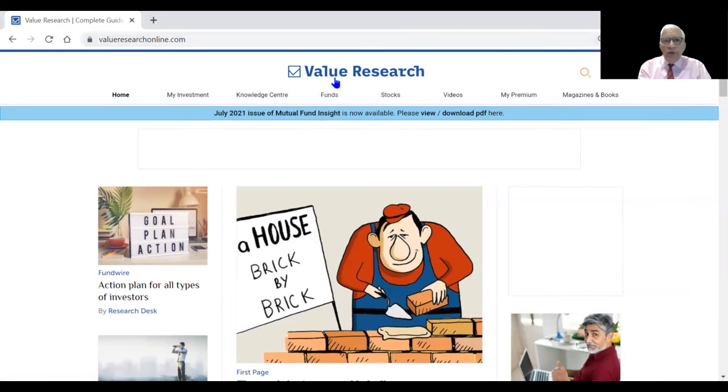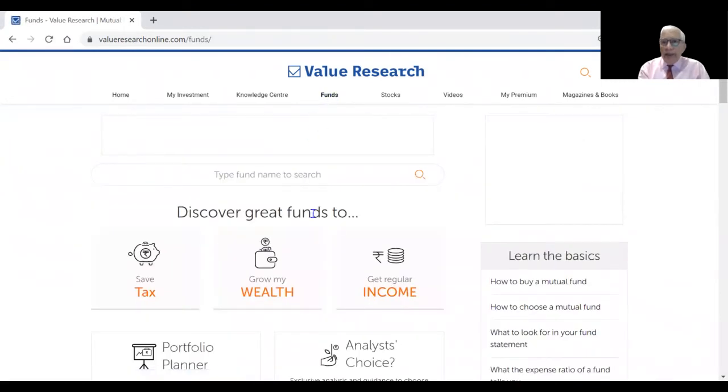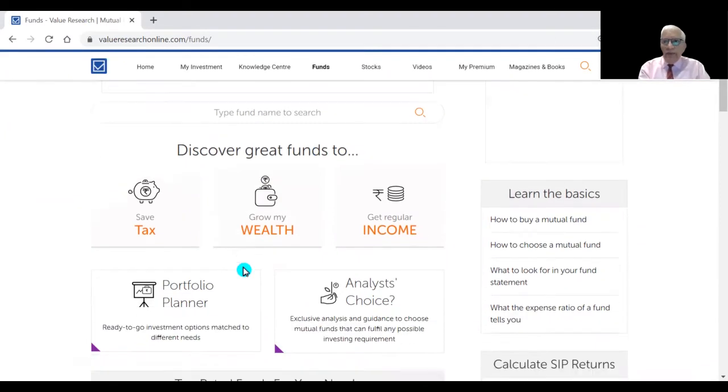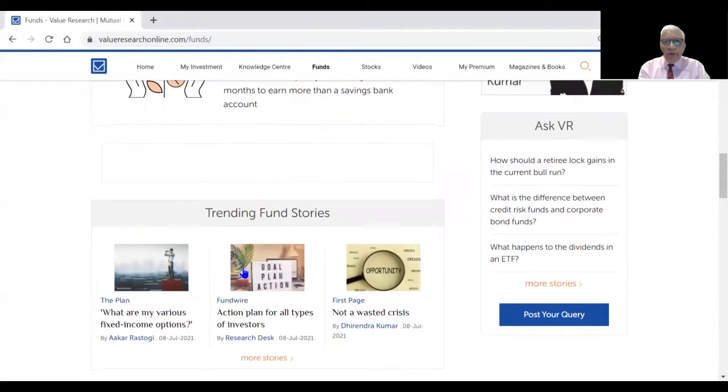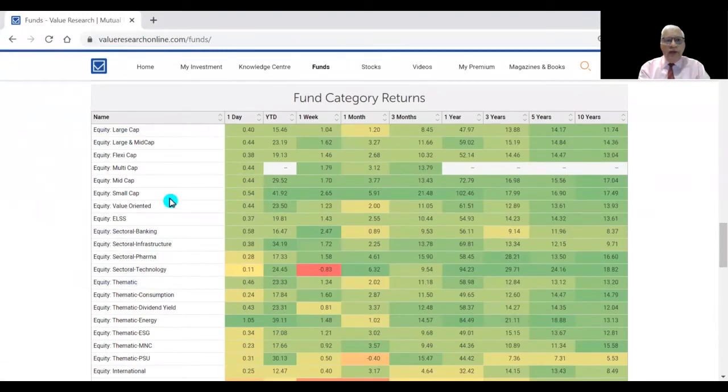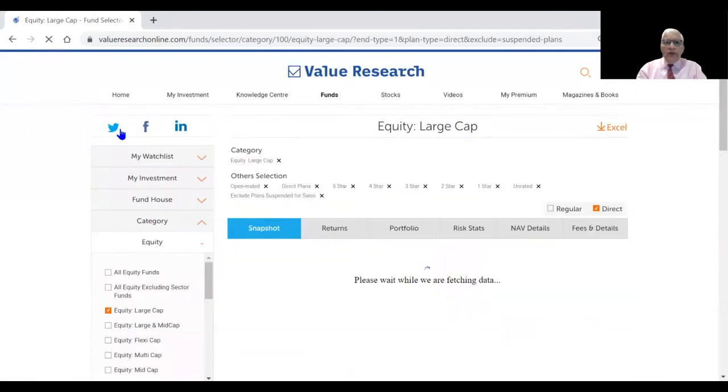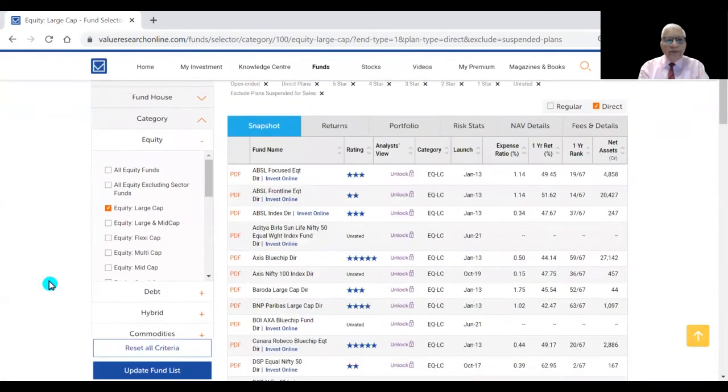There at the top, you will find the word funds. If I click on funds here, apparently nothing has happened on the page, but if you go to the end of this page, you will find various categories of equity funds. For example, equity large cap. Click on one of the categories. Let's say equity large cap. I'm clicking on equity large cap. So what happens after this is that only equity large cap funds will be displayed over here.